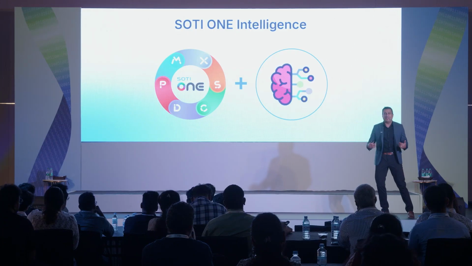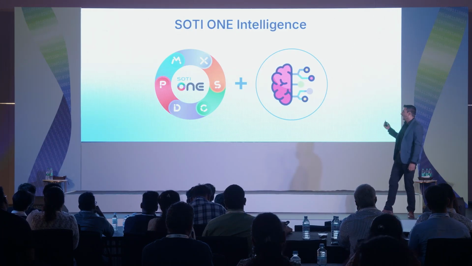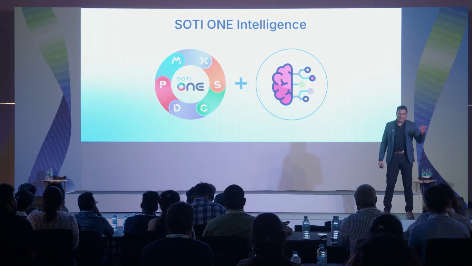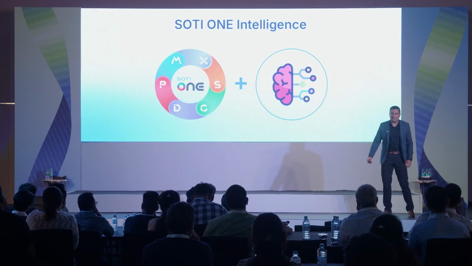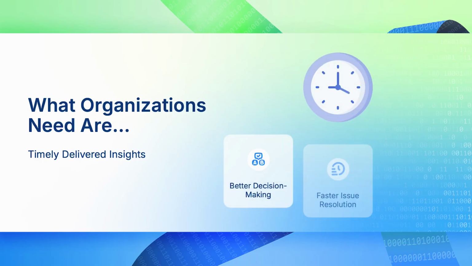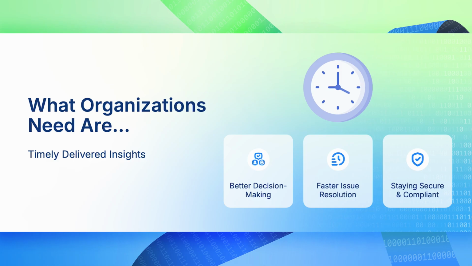But when we thought about adding AI into our products, we didn't want to just bolt on AI into the products themselves and just say, okay, we've got AI. As someone I was talking to earlier said, you have to think about the business problems that these users are trying to solve and think about it from that perspective, which I thought was really important. So for our customers, what organizations need is timely delivered insights. And why do they need this? Because they want better decision-making capabilities, faster issue resolution times, and they want to stay secure and compliant.